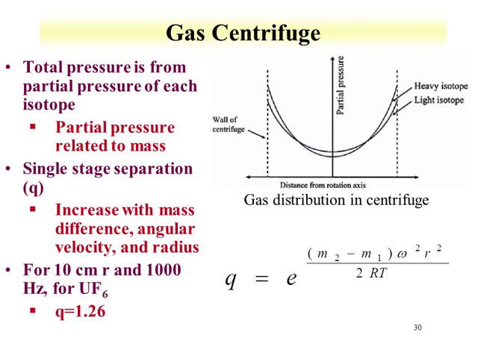Now, compared to this stage separation Q that we looked at for the diffusion system of 1.004, for a gas centrifuge it's much higher. For a system of a 10 centimeter radius, and for a frequency of 100 hertz for uranium hexafluoride, Q is 1.26. So this Q is increased greatly by using the gas centrifuge.